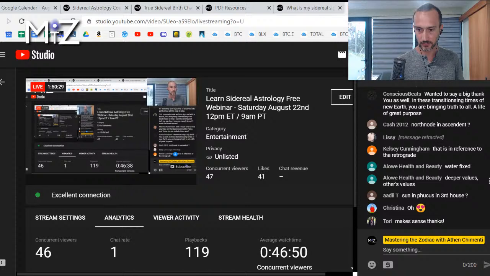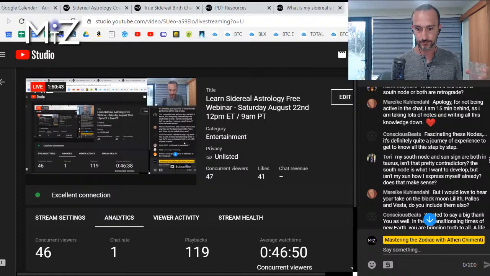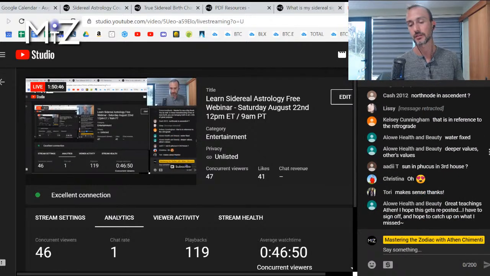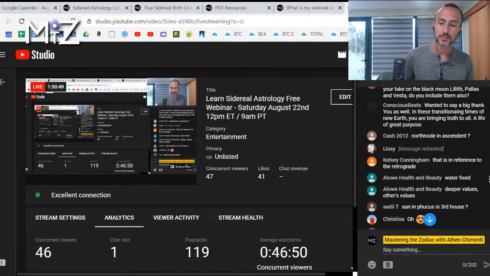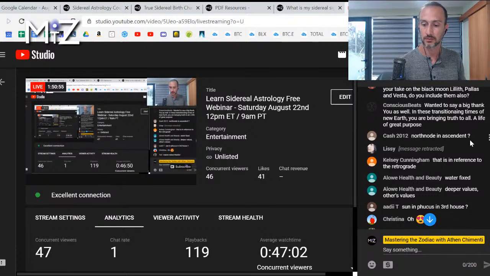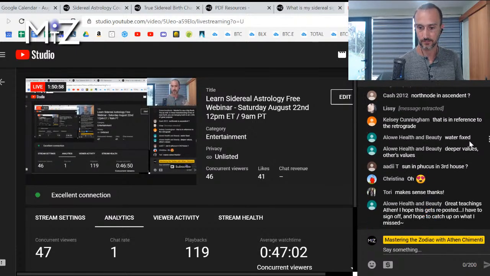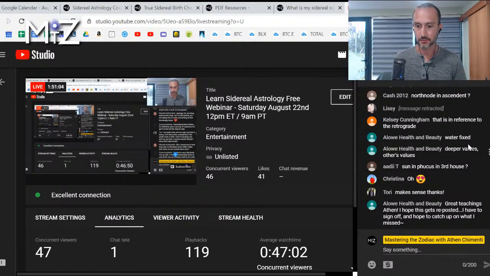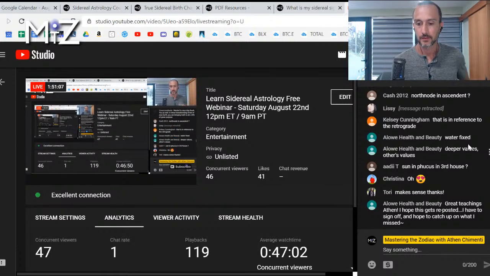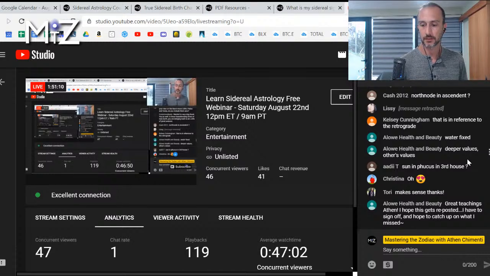All right, so Cash 2012, North Node in Ascendant. Yeah, so that's what you're there to develop. That's more direct, so kind of like Tori was saying, it's more of a contradiction, more challenging for her. For Cash, North Node and Ascendant in combination make it quite direct that that's what you're supposed to develop. You're supposed to develop that sign, and whatever house the North Node is in, 1st or 12th. That is in reference to retrograde. Okay, water fixed, deeper values, sun.